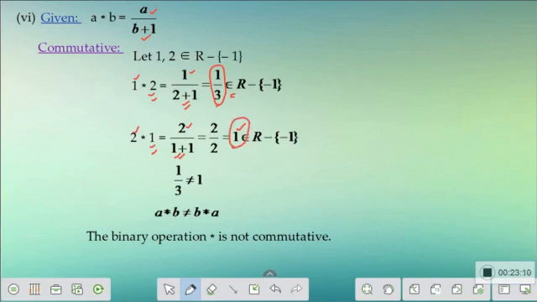1 by 3 and 1 are not equal. This means that 1 star 2 is not equal to 2 star 1. That means your A star B is not equal to B star A. Hence this operation is not commutative.